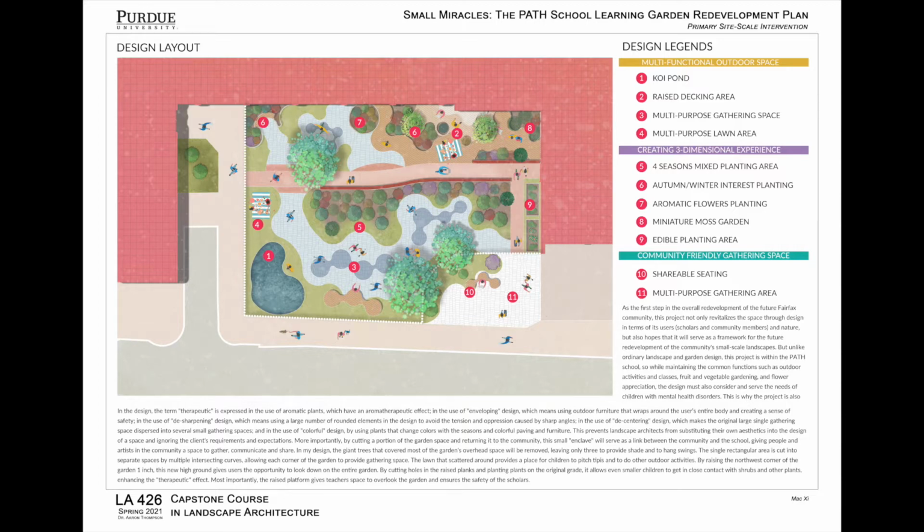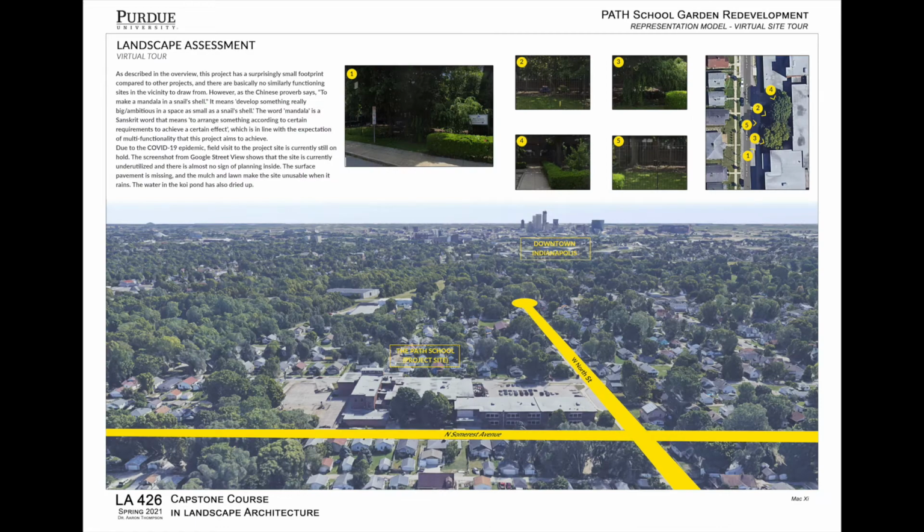My project is a 5,500 square feet garden for the Path School in Indianapolis, Indiana. The major goal of the project is to make this garden into a space that is therapeutic while it promotes the learning process of the scholars. This garden is currently rarely used because of the lack of both hardware and software.